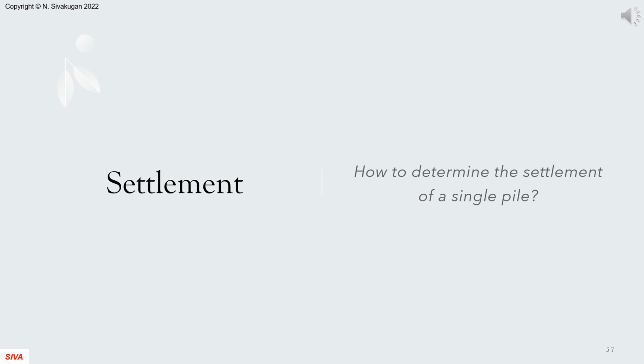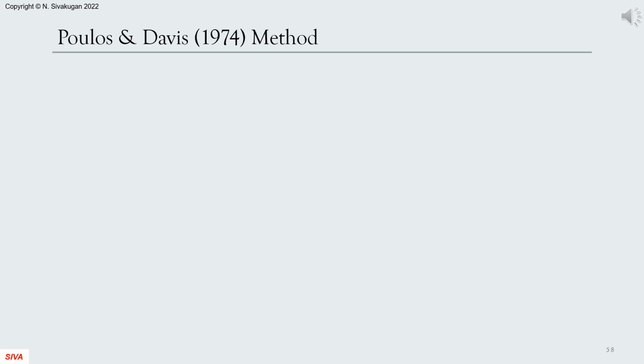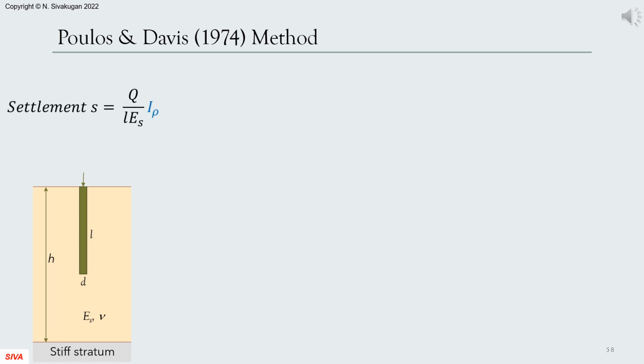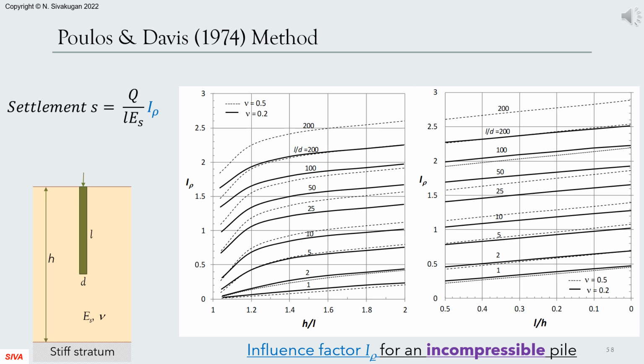Settlement of a pile foundation is relatively smaller than that of a footing. However, it still needs to be determined. Here is a simple method suggested by Poulos and Davis, 1974, using elastic analysis. The charts provided can be used to estimate the settlement of an incompressible pile. Here, I rho is the influence factor which depends on the Poisson's ratio, L on D, and H on L. H is the depth of the soil bed, which is assumed to be underlain by a stiff stratum. Es is the Young's modulus of the soil, treating it as a linear elastic medium.